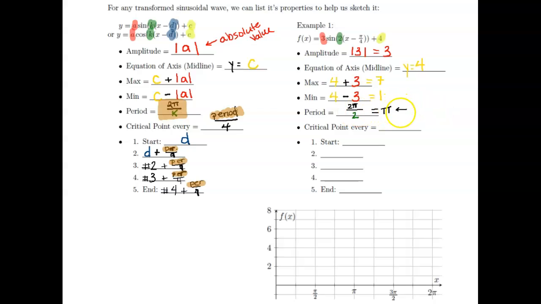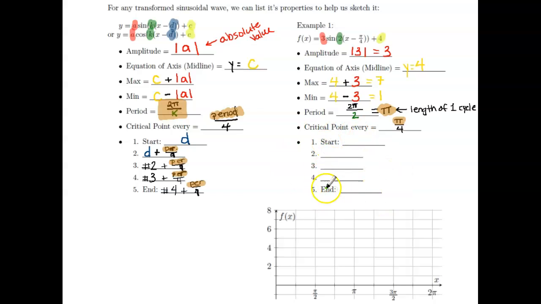So that means the length of one cycle is only going to be a length of pi. Okay, so it's going to be in about this long. Okay, and finally, critical point. So we're going to take whatever that period is, so that's the period here, and divide it by 4. Okay, and that tells me that I'm going to have a critical point every pi over 4. So each critical point is a distance of pi over 4 apart. Well, that's not so bad.